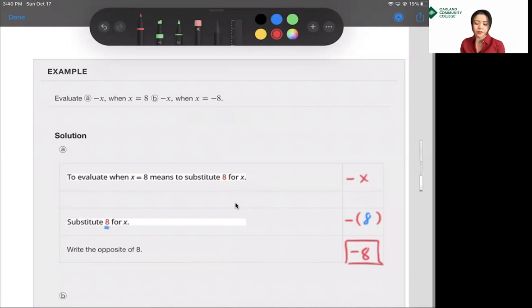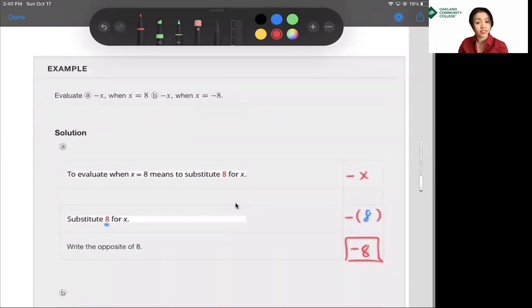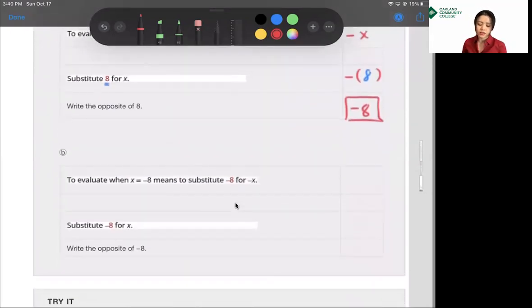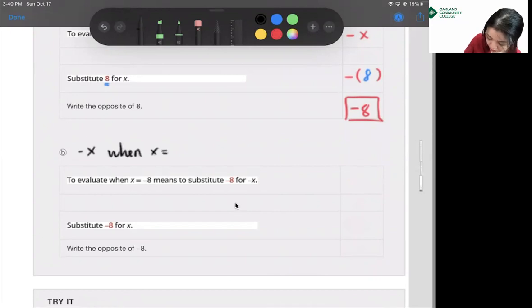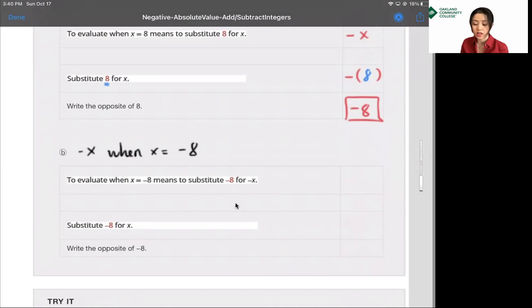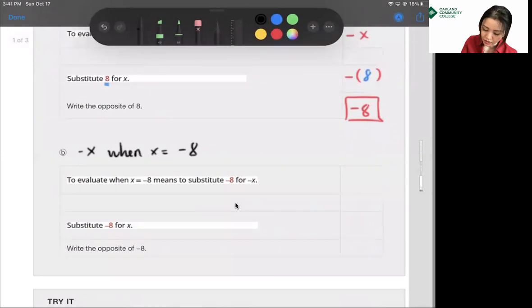B, evaluate negative x when x equals -8. To evaluate when x equals -8 means to substitute -8 for x. Let me rewrite the question here. I want you to evaluate negative x when x equals -8. So that's my expression, negative x.